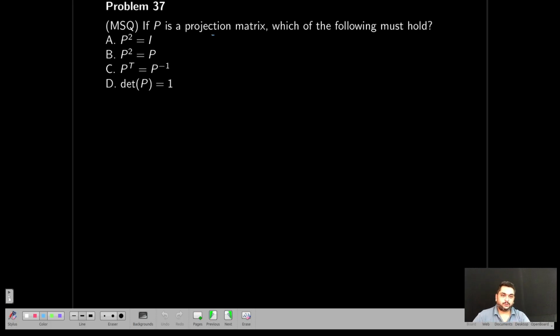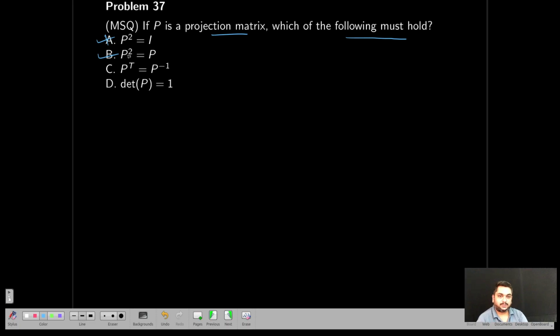If P is the projection matrix, which of the following must hold? If they say P square equal to I, so it is an identity matrix. Is it a condition required? No. P square should be equal to P.